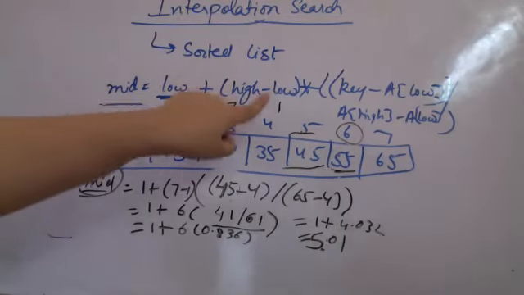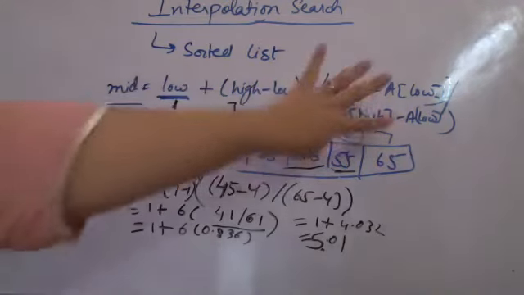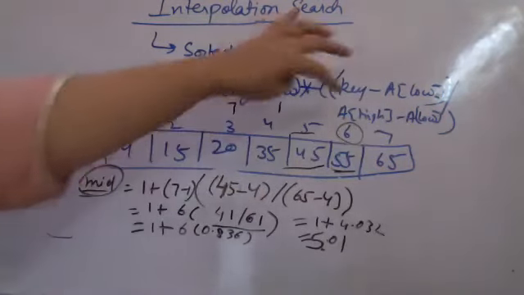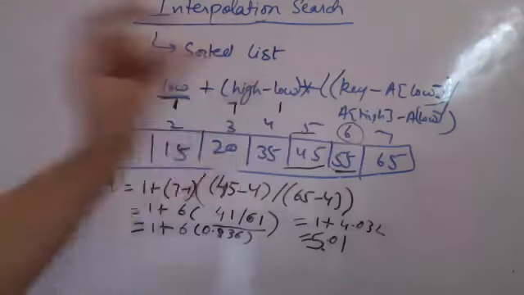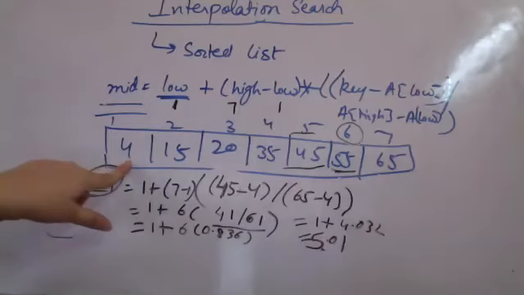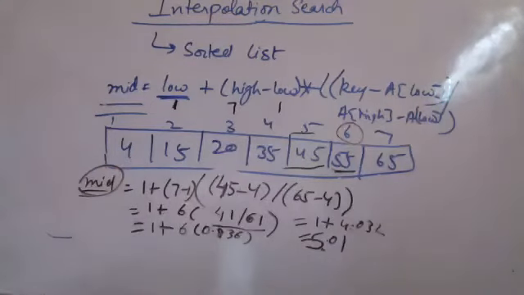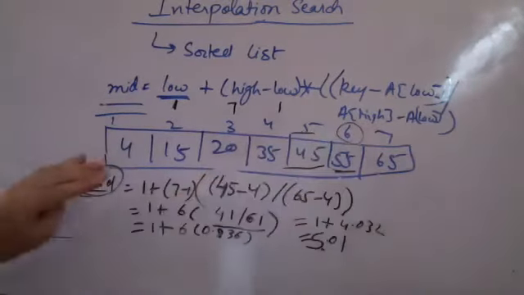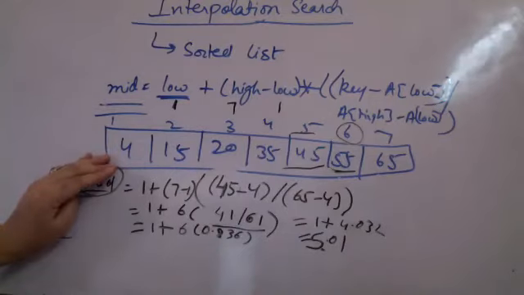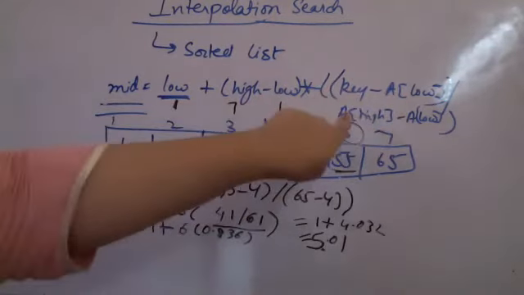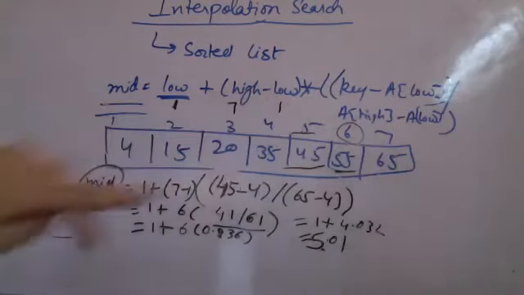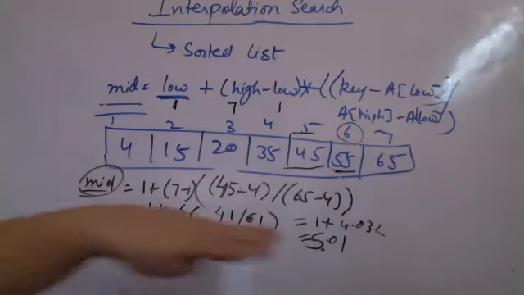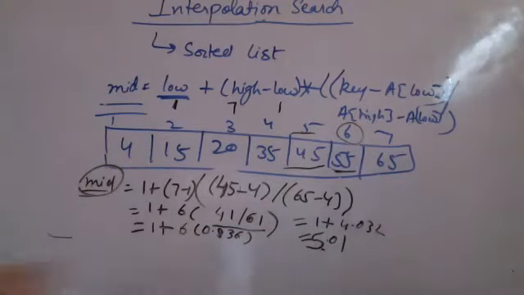Low plus high minus low multiplied by, we are taking an average here, the key that we are searching for minus the difference between the searched element and the lowest element in the array, divided by the difference between the highest and the lowest in the array. So key minus a of low upon a of high minus a of low. We multiply this with the total distance. So the average is multiplied and we are able to get approximately where we should find our answer.